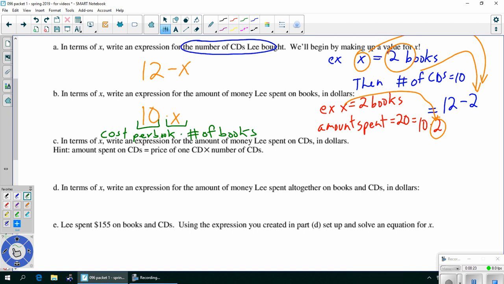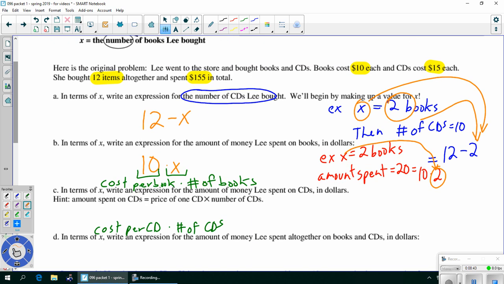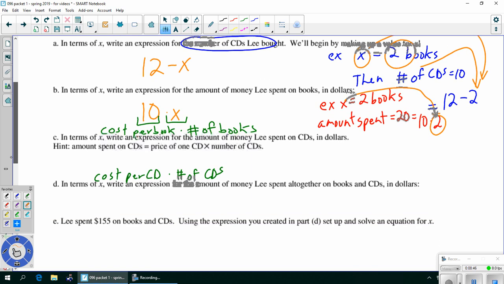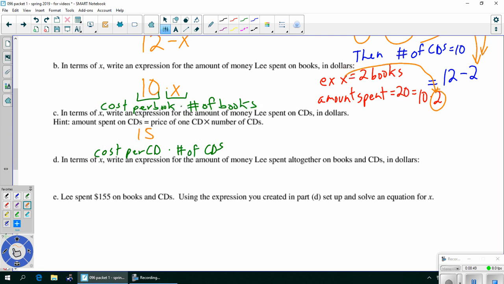In terms of x, write an expression for the amount of money Lee spent on CDs, in dollars. Well, it's the same format, right? It's going to be the cost per CD times the number of CDs. Okay, so let's fill in the blanks here. What is the cost per CD? Well, it's one of our 4 highlighted numbers. CDs cost $15 each, so there you go. Cost per CD, that's 15 times. Number of CDs: a really common wrong answer here is to put x. Say, oh, 10x up above for books, 15x for CDs. No, x is the number of books, and that's important for part B because part B asks for the total cost of the books. But what we need to fill in this blank right here is something that represents the number of CDs.